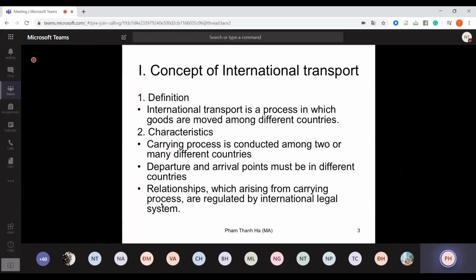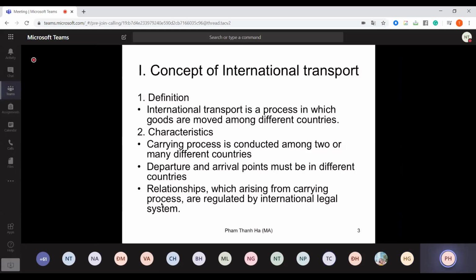So my next question is, what is the international legal system? Can you give me an example related to the international legal system? CISG. Yes. Anything else? ICC.